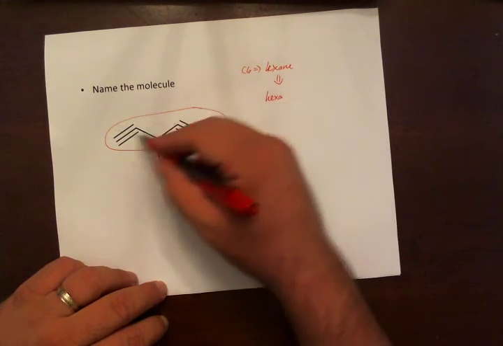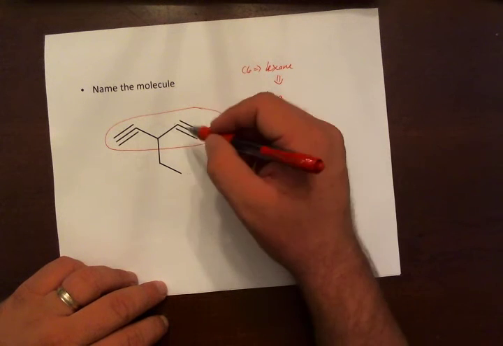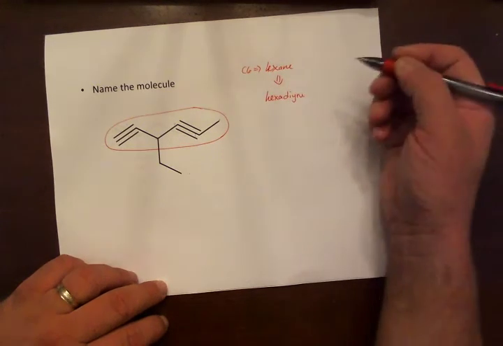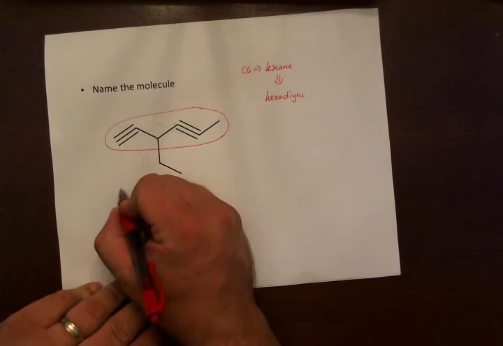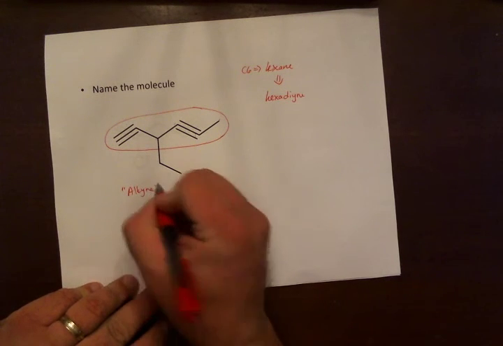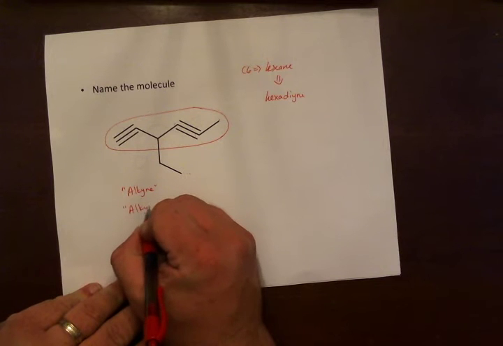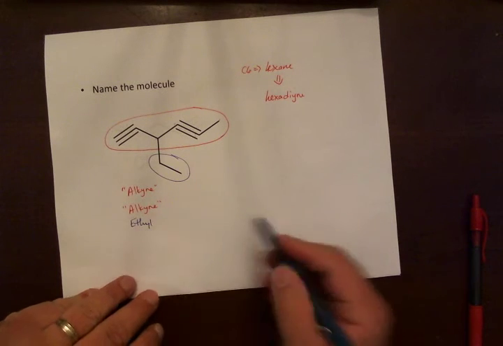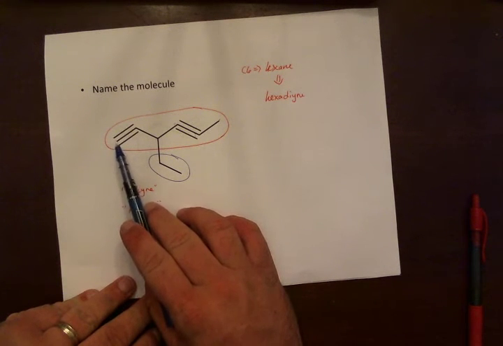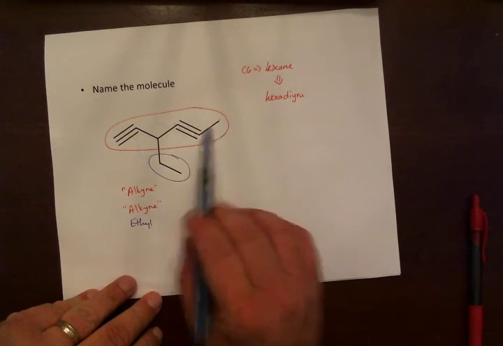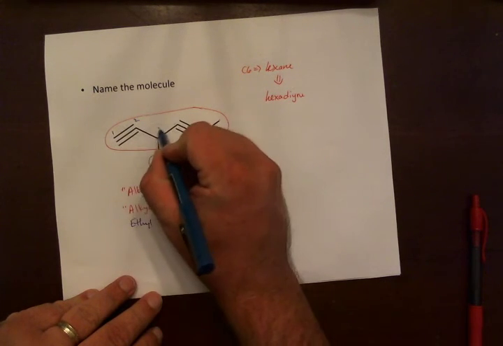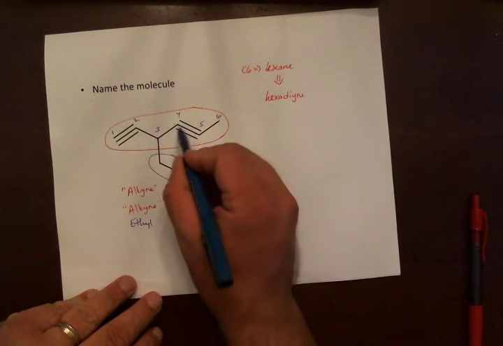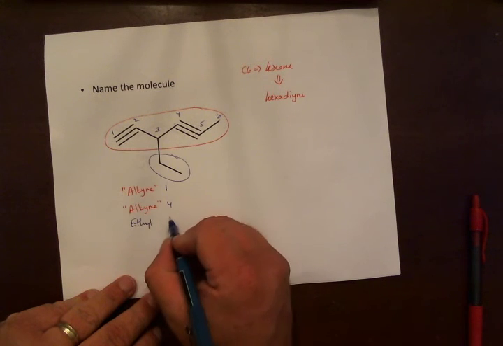But we have two triple bonds. It would normally be yne, but since we have 2, it would be hexadiyne or hexdiyne, either one. We're going to get the positioning on those alkynes. But then we also have this ethyl group here that we have to number. This side is closer to the end than the other, so our numbering is going to go 1, 2, 3, 4, 5, 6. The first alkyne starts at carbon 1, the other alkyne starts at 4, and the ethyl's at 3.